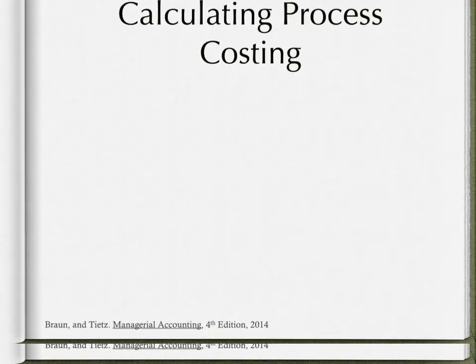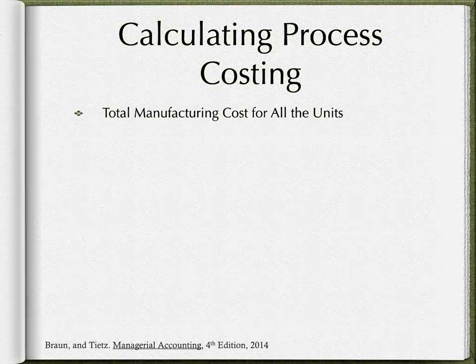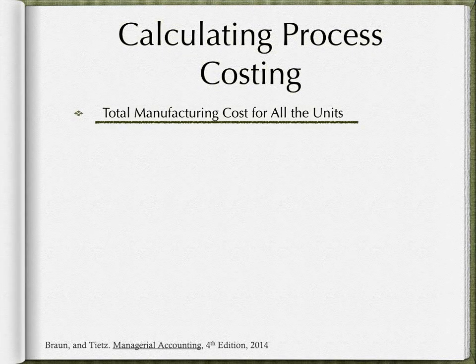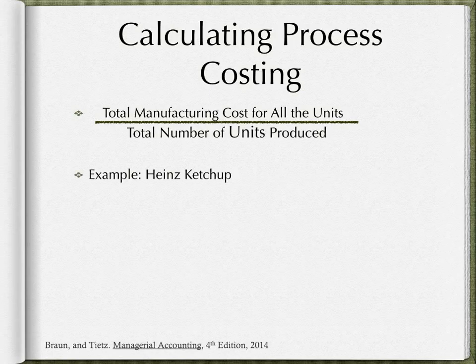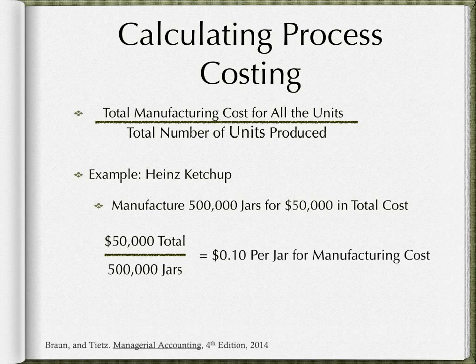To calculate manufacturing costs for a single unit using process costing, companies take the total manufacturing costs for all the units and divide it by the total number of units produced. Let's go back to Heinz ketchup. Let's say the company manufactures 500,000 jars for $50,000 in total. Using process costing, we divide $50,000 by 500,000 jars to get 10 cents per jar for manufacturing costs.